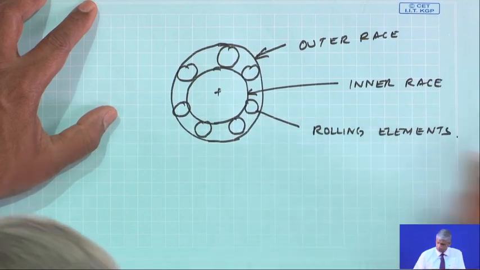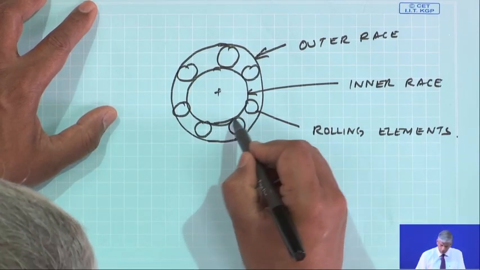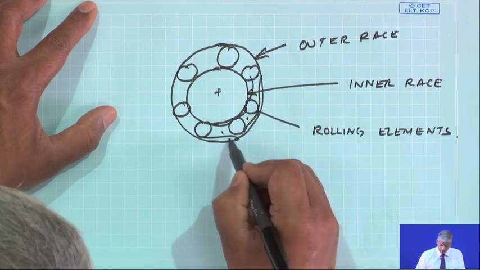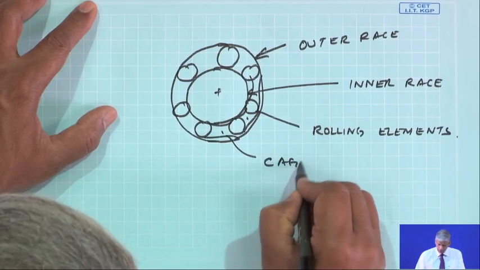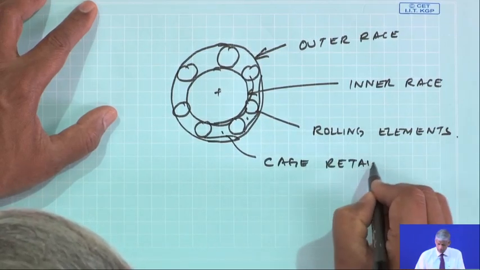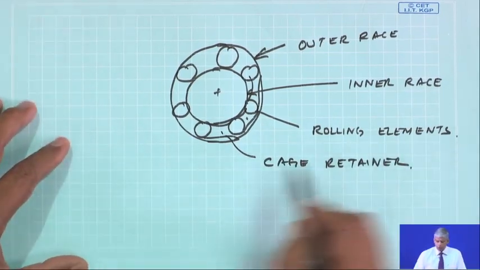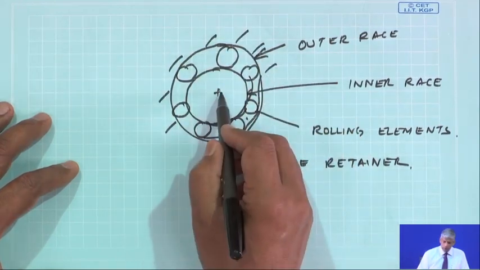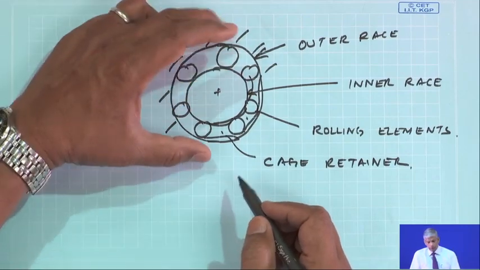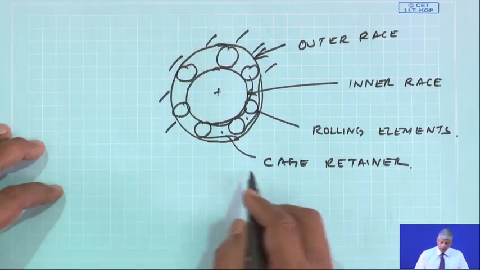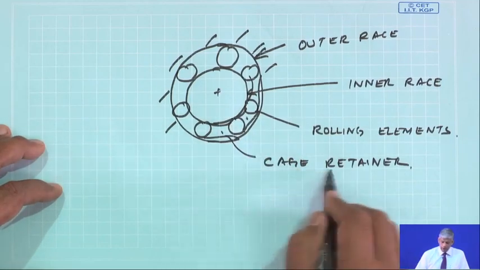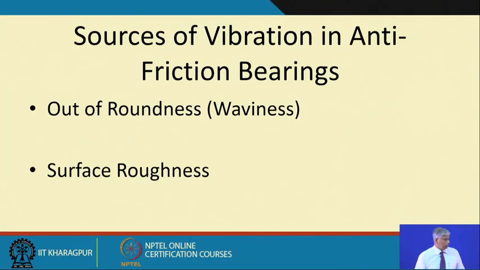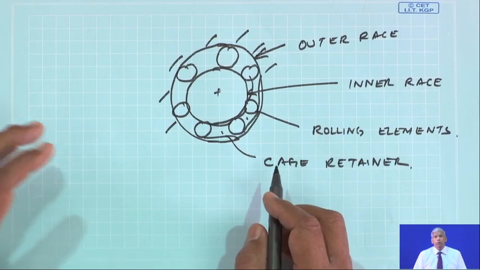And then there could be a retainer or a cage, so that it ensures that no two rolling elements come in contact with each other, and they are usually a stamped metal cage or a retainer. Such is the configuration of a rolling element bearing. The outer race could be fixed, and the inner race could have the shaft fitted into the bearing, and then the load is being carried by these rolling elements. Okay.